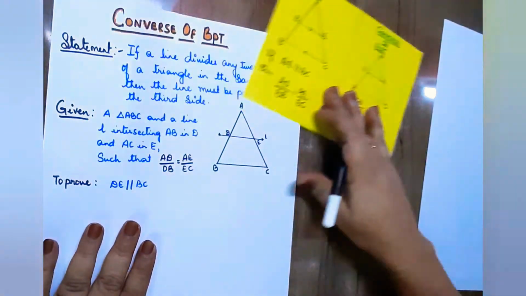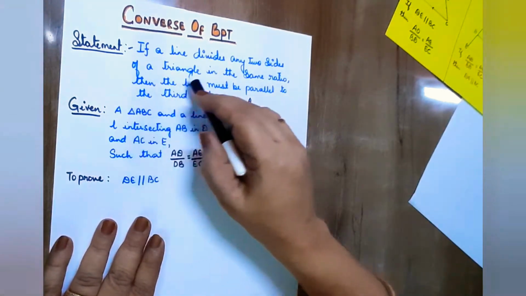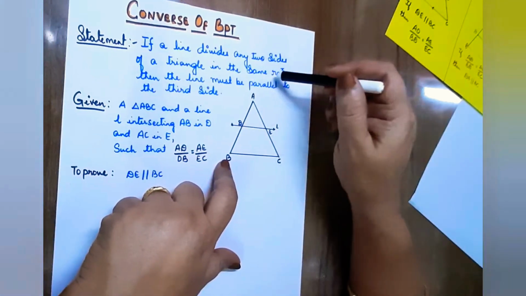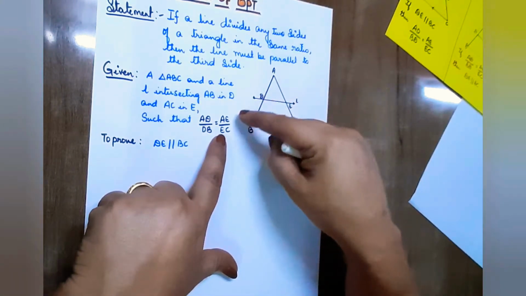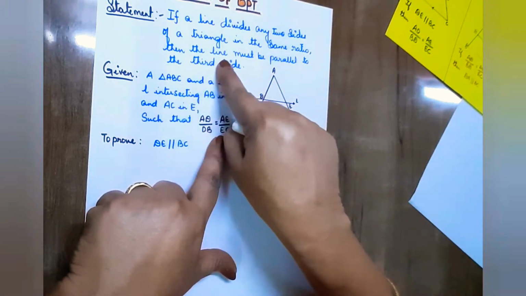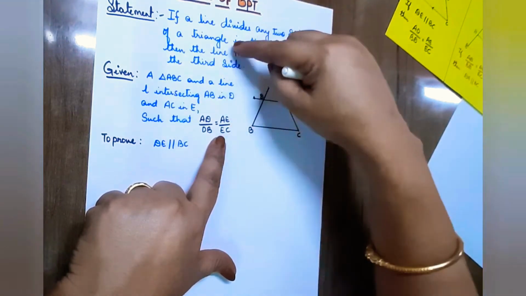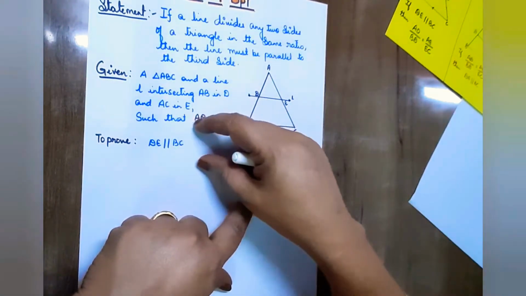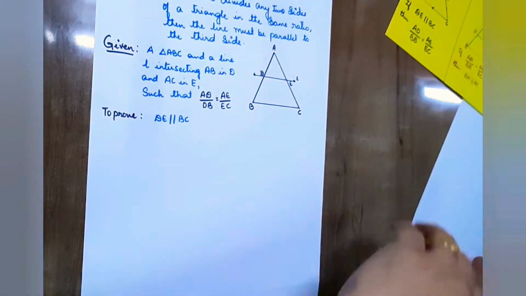Okay, let's get started. The converse of BPT statement reads: if a line divides any two sides of a triangle in the same ratio, that is a given thing here, AD by BD equal to AE by EC, then the line, DE, must be parallel to the third side. Always, the first part of the statement is given, and the last part we have to prove. So we have to prove DE is parallel to BC. Let's get started.